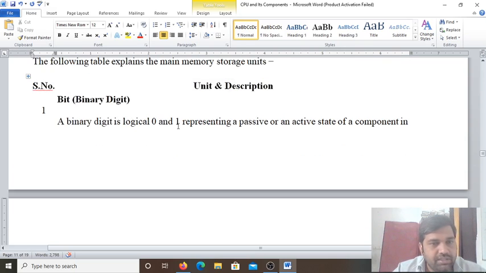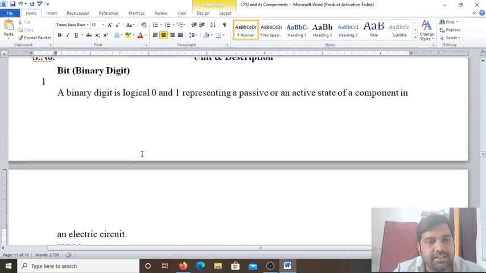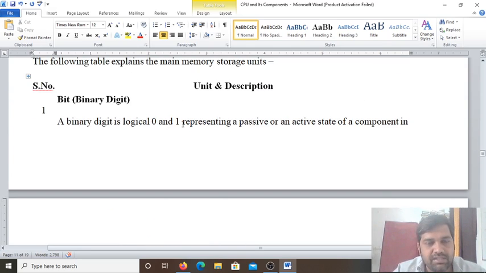So now see some units. A bit is called a binary digit. A binary digit is a logical 0 or 1 representing a passive or active state of a component in an electrical circuit. So 1 means there is a high voltage, 0 means low voltage.